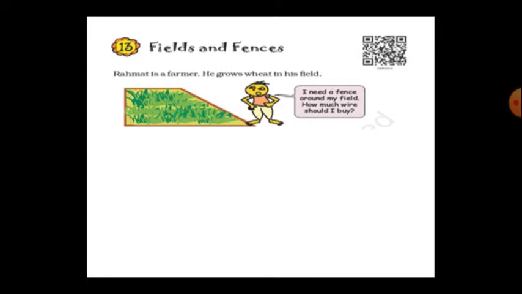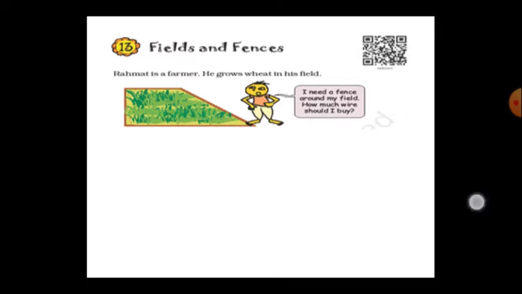Rahmat is a farmer. He grows wheat in his field. "I need a fence around my field. How much wire should I buy?" See, he has a field. He needs a fence around his field. So how much wire does he need to buy?